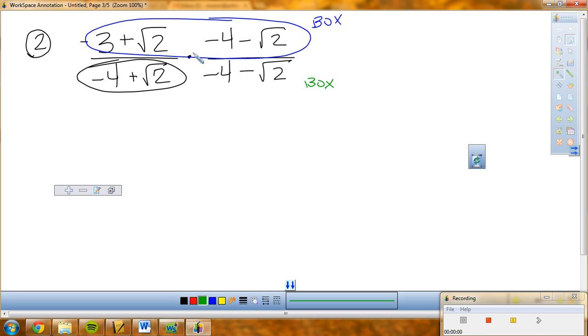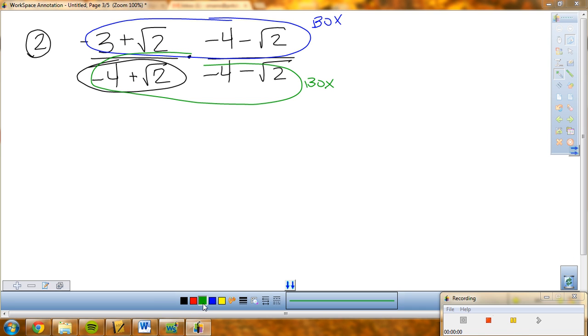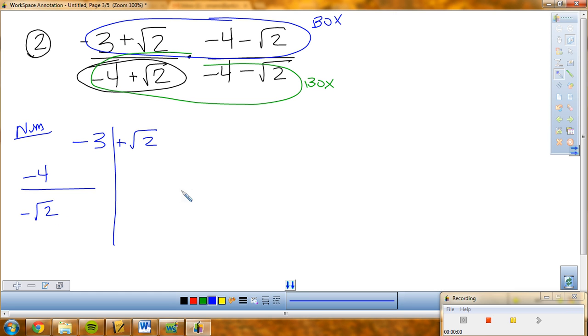So I prefer to do my work off to the side so that I have some room, and then I put it all back together again. So we can talk about my numerator's box, which is going to be negative 3 plus root 2 and negative 4 minus root 2. Our numerator isn't really going to have anything special happening. These are two different binomials being multiplied together, so we shouldn't be looking for any special patterns like we saw on the denominator's box.